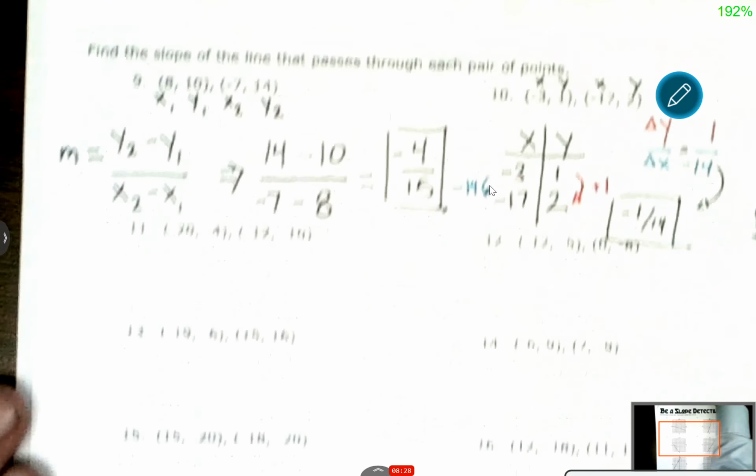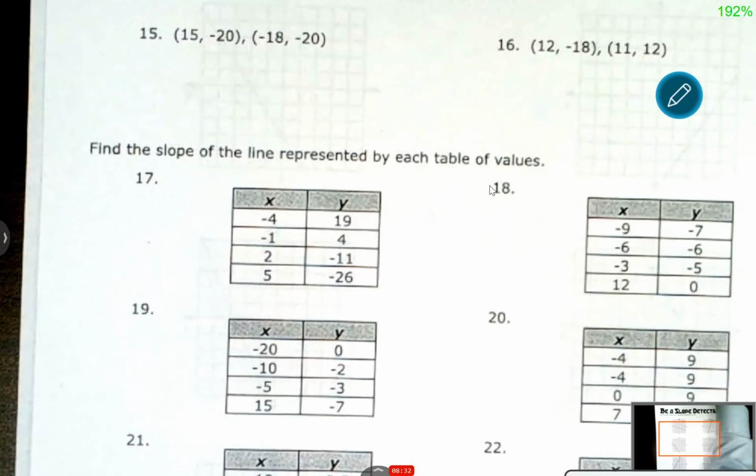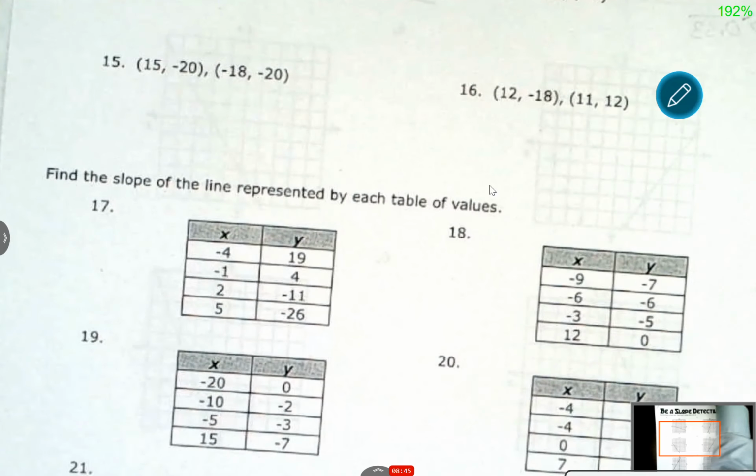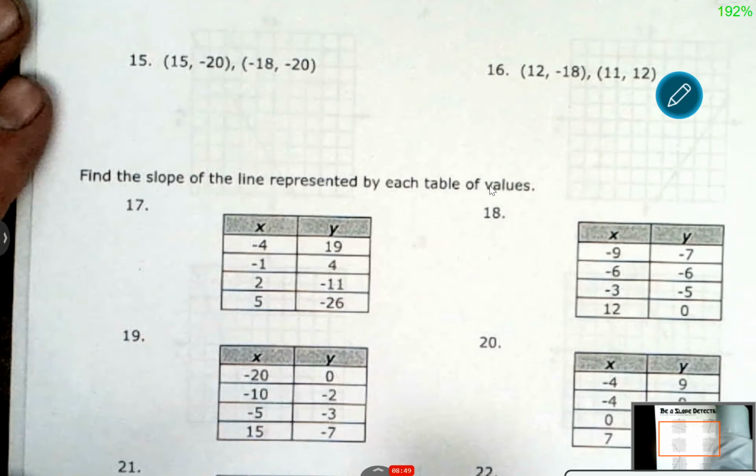The next one, we need to do the same thing. It's a table already, so you might as well do the table method, but you can still do the slope formula. Just have to name your points. So again, I'm going to do two problems from this one, and I'm going to do one of each method. So the first one, I'm going to do the slope formula.